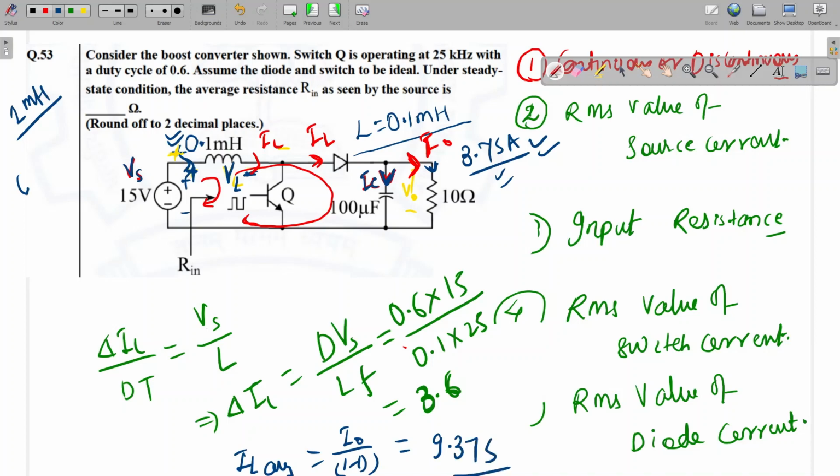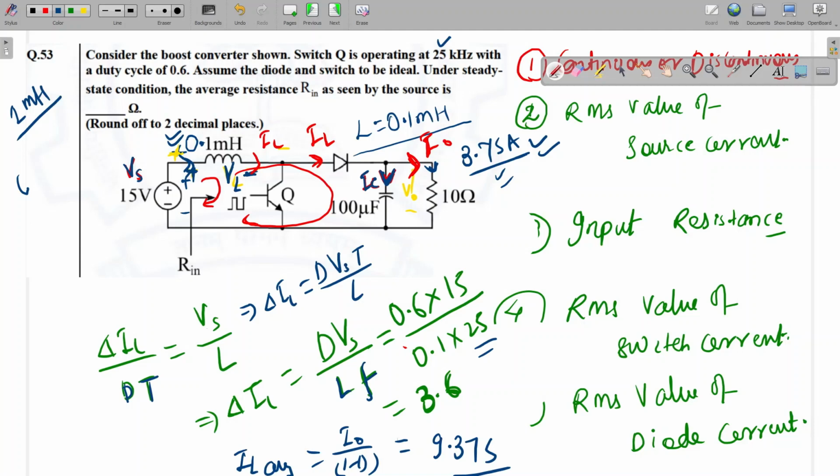Sir, what is this 25? This 25 is the frequency. T is the time period. Delta I will be d Vs T by L, so T will come in the denominator and it will be F. Here we can write delta IL is equal to d Vs T by L; T I have taken in the denominator, so d Vs by LF. Frequency is given here, 25 kilohertz. Is it clear?